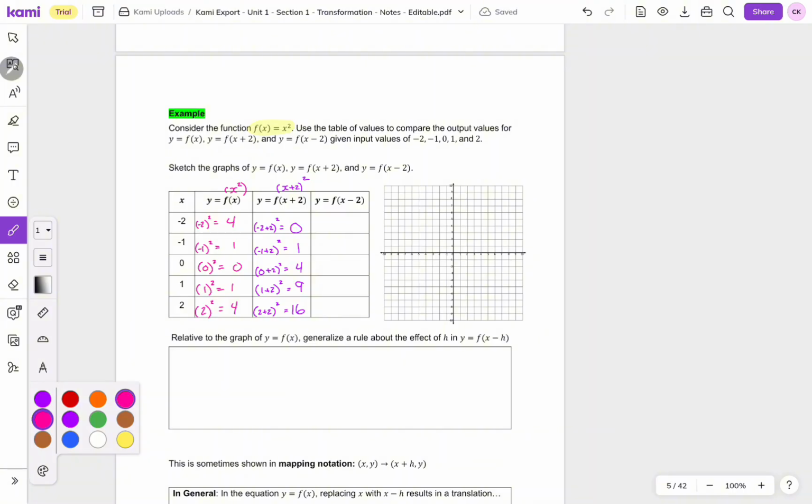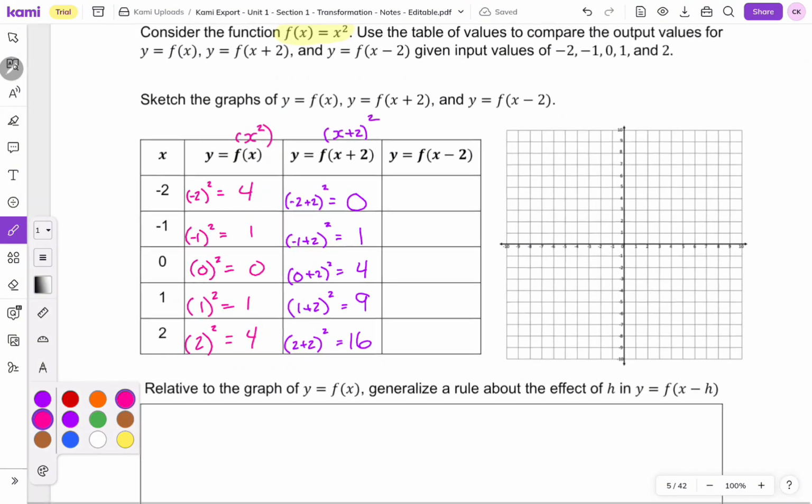So if we graph our original function, I'm just going to zoom in a little bit here. We have 0, 0, -1, 1, -2, 4. Of course, we could go -3 and 9 because we know that 3 squared is 9, just to give us a couple more dots to connect. So this is our original function f of x. Now we're going to plot this new one.